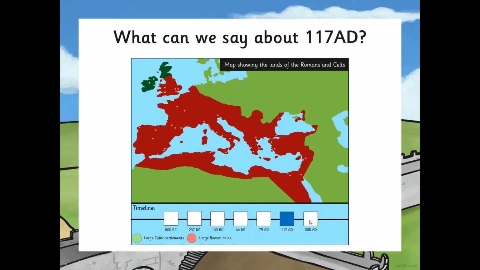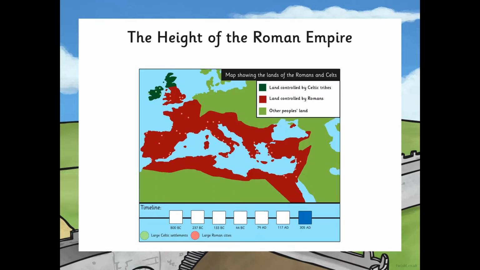Now have a look at the last slide on the map, 305 AD, and I want you to look carefully to see if the Roman Empire gets bigger or smaller at this point. Oh, you see, there's been a chunk taken out of it here. At this point, the Roman Empire starts to encounter problems, and people start to fight back and take the lands back that they think are theirs.